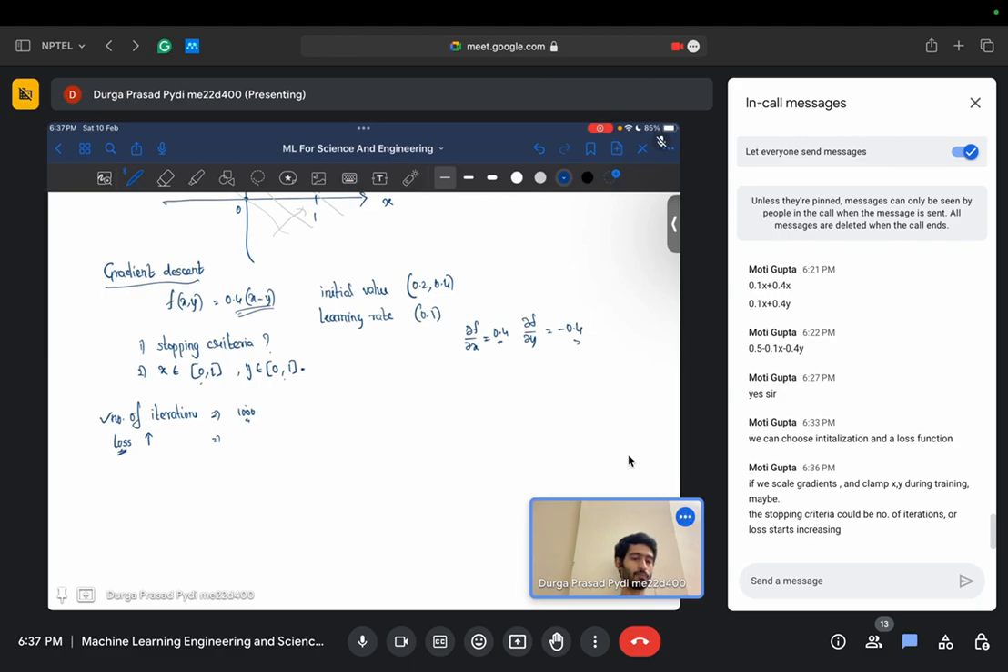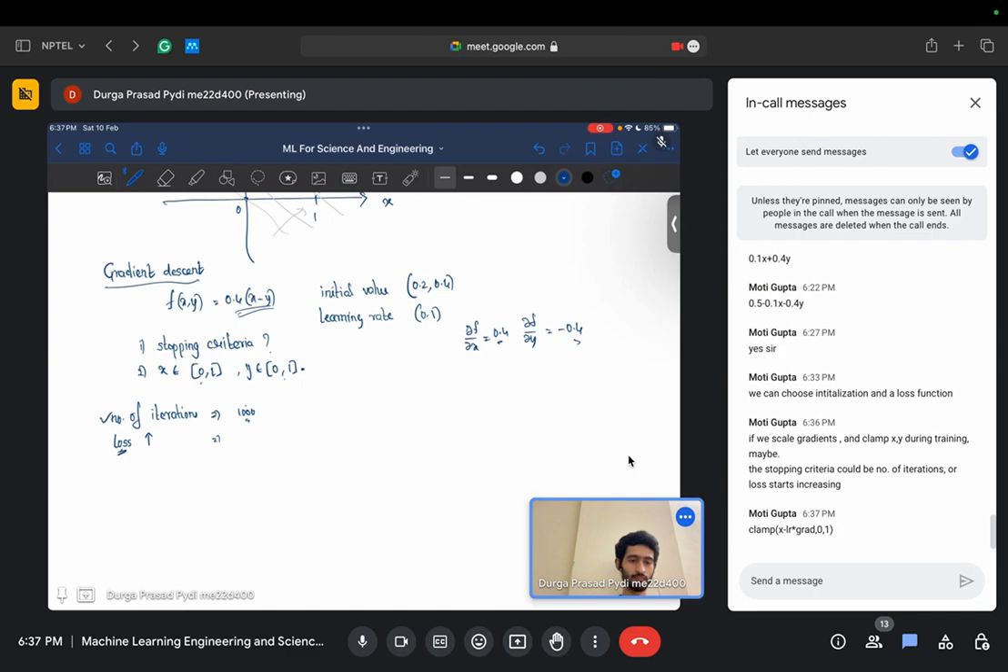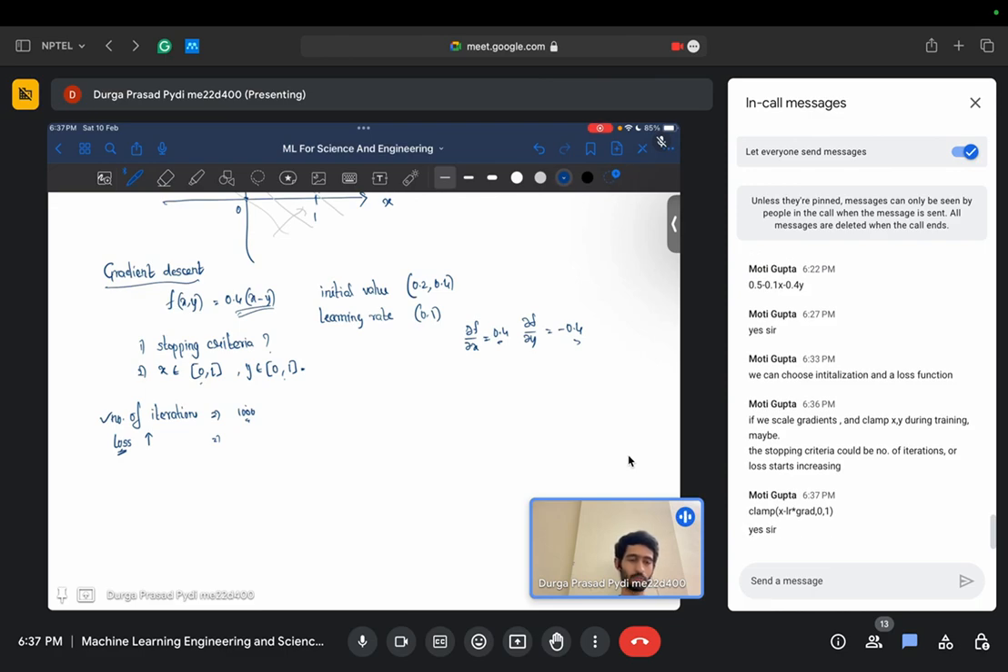Clamp in the sense, okay. By clamp do you mean that when I'm doing the gradient descent, if x exceeds the value of 1 or 0, then I'll bring it back to 0 and 1? That's what I think you are referring to. So if that particular value exceeds the domain that we have specified, then you will take the boundary point. So will you be taking boundary points or will you take something else? How does your clamp work?